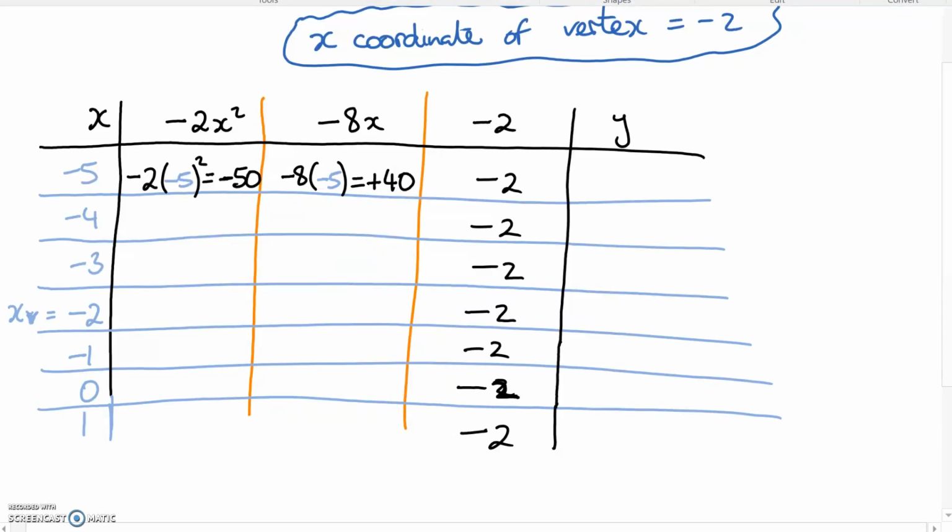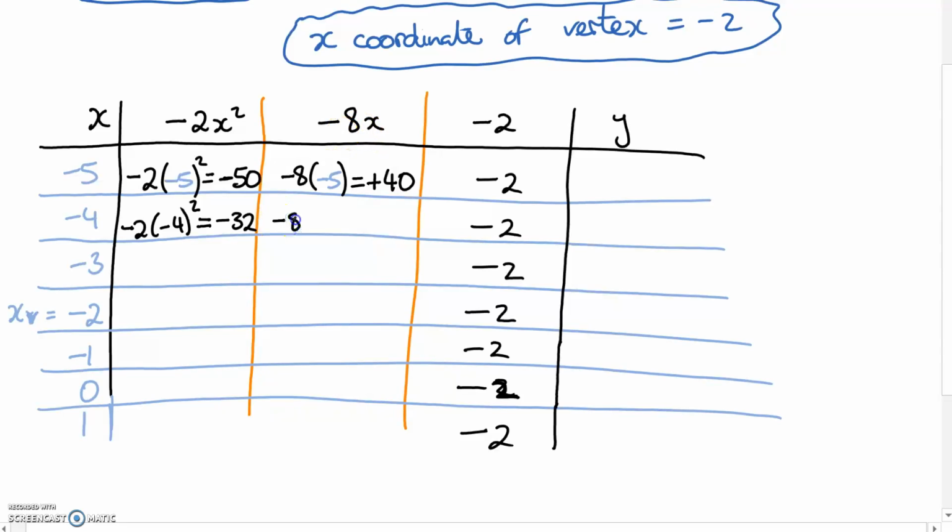Now, the operations that we just did on the top line for the first two columns, we're going to complete them the whole way down. So this is going to be negative 2 times negative 4 squared. Let's do it one more time. Square the negative 4 first is positive 16, and multiply that by negative 2. So that's going to be negative 32. Negative 2 by positive 16 is negative 32.